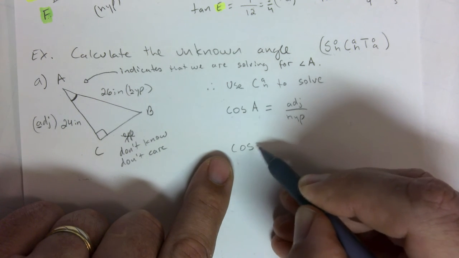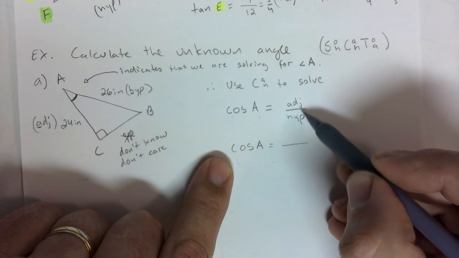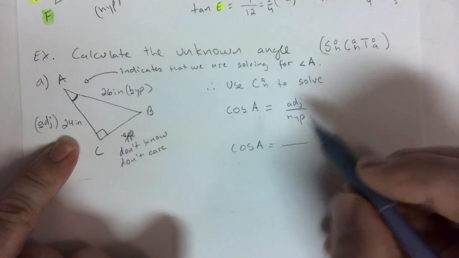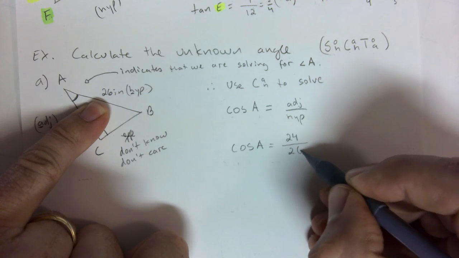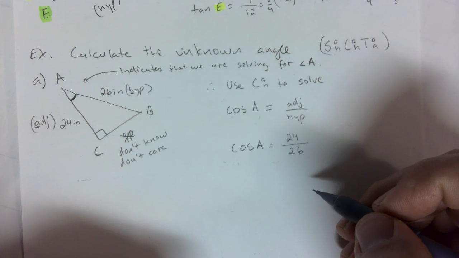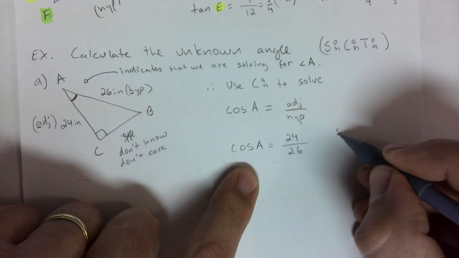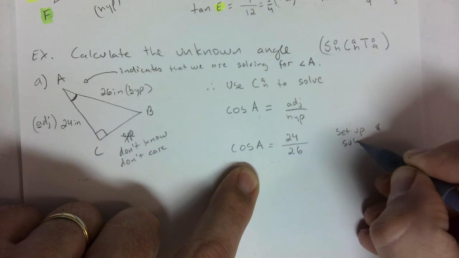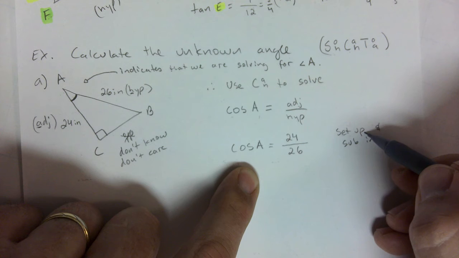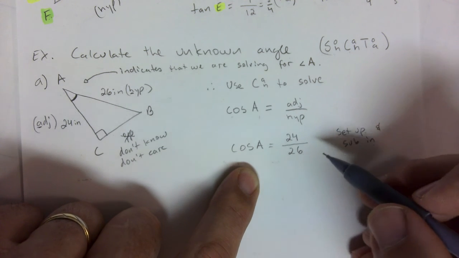Therefore, cosine of A is equal to, this is what we were just learning how to do, the adjacent, which is 24, over the hypotenuse, which is 26. Okay? So you set it up. Set up and sub in. Very important to put the values in the right place.